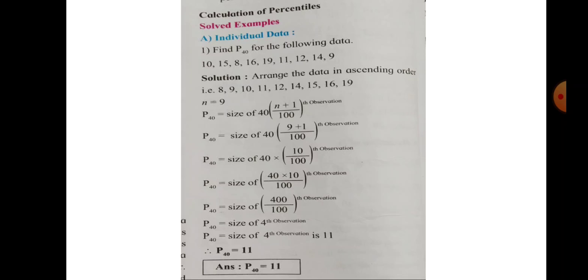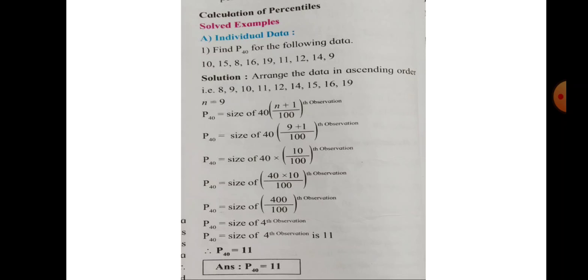So what is the first step here? You have to arrange the data in ascending order. As per ascending order, the first number should be 8, after that 9, 10, 11, 12, 14, 15, 16 and 19. So what is the small n? Small n stands here for total observations in the series. So what is the total number of observations in the series? That is 9. So n is equal to 9.